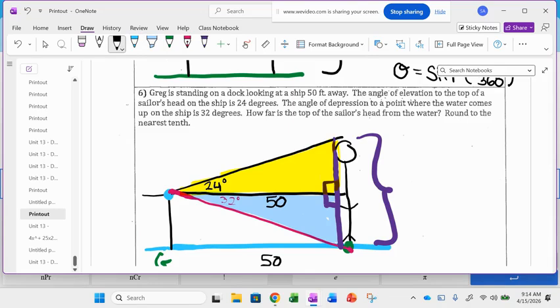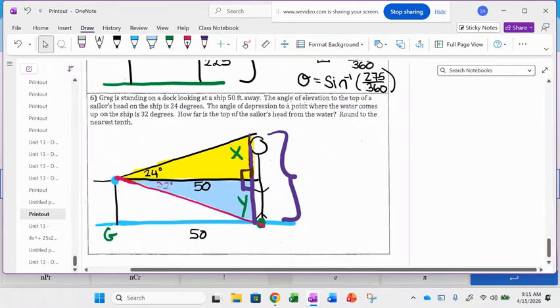Now, do you think we'll be able to use just one of these triangles to solve the problem? No, I need the total height. And so neither triangle alone will get us the total height. But if I call this X and I call this Y, and I solve the yellow triangle for X and then solve the blue triangle for Y, can I add X and Y together to get the total height? So that's what I want to do. So let's look at this yellow triangle.